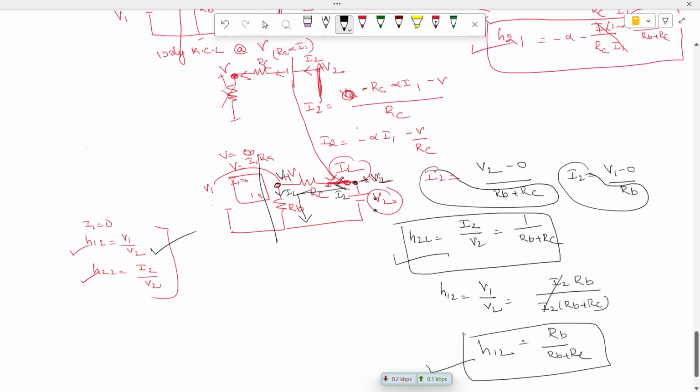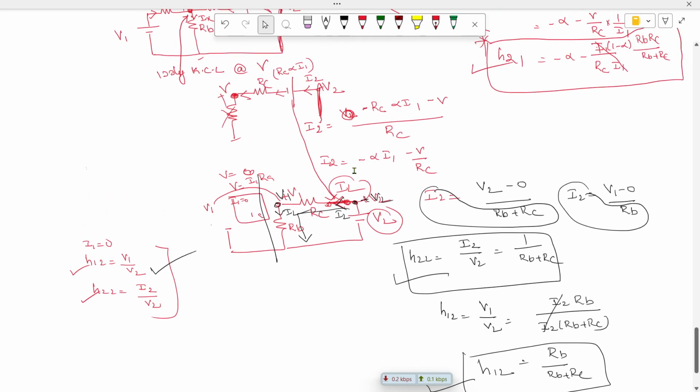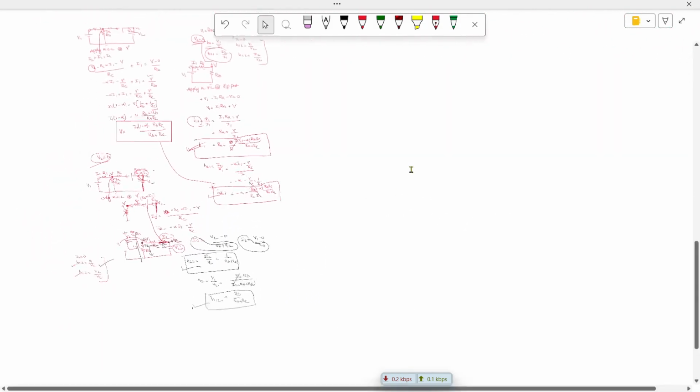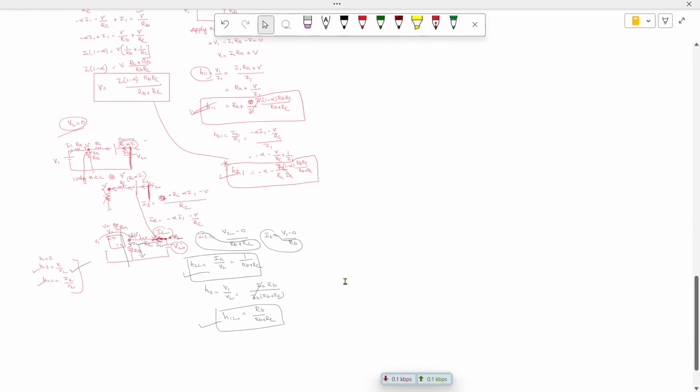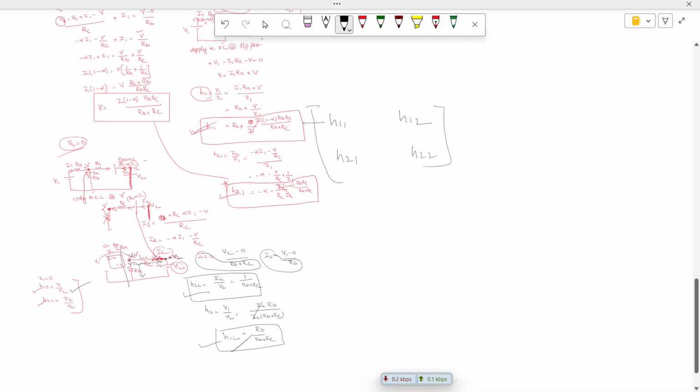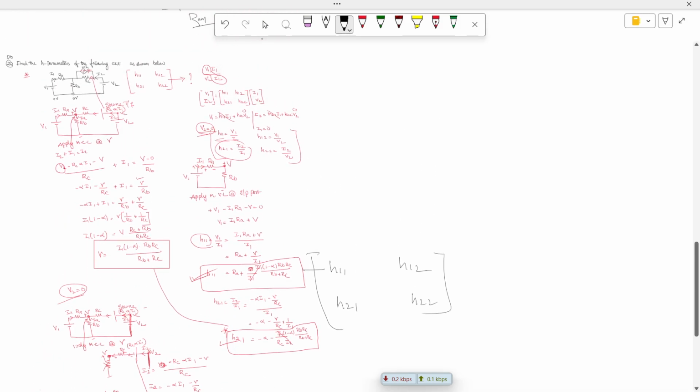So you see the problem in overall look. It's very simple, but it takes some time to understand. So these are our resultant values: H11, next one H12, this is H21, and this is H22. So this is how to find them out. You see the problem from the starting onwards.